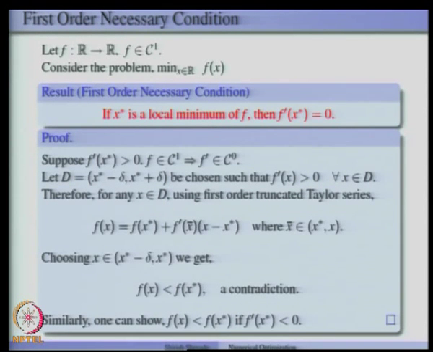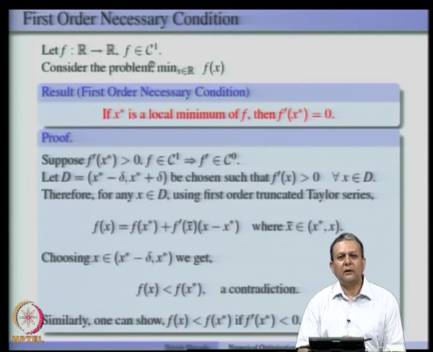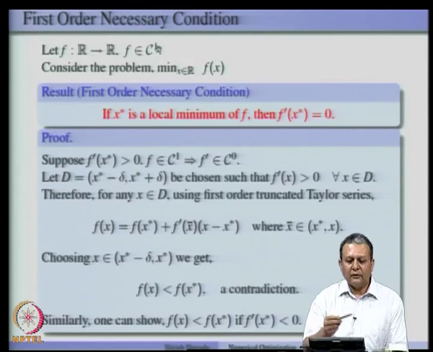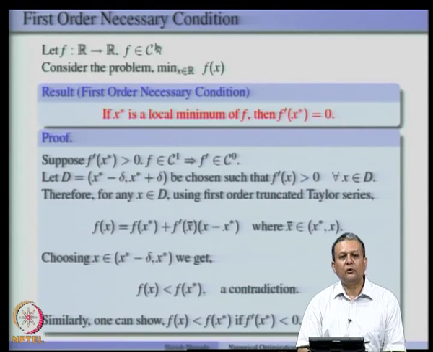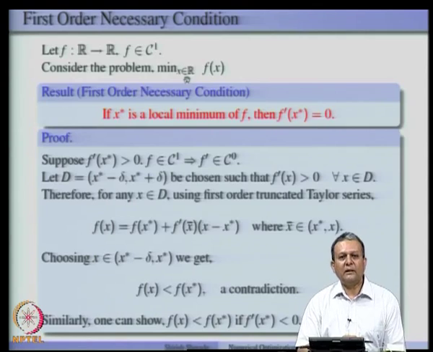Now, let us consider a function from R to R, and f belongs to C1. This C1 denotes the class of functions whose first derivatives are continuous. So now we are restricting ourselves to functions whose first derivatives are continuous, and let us consider the problem to minimize f of x where x belongs to R.